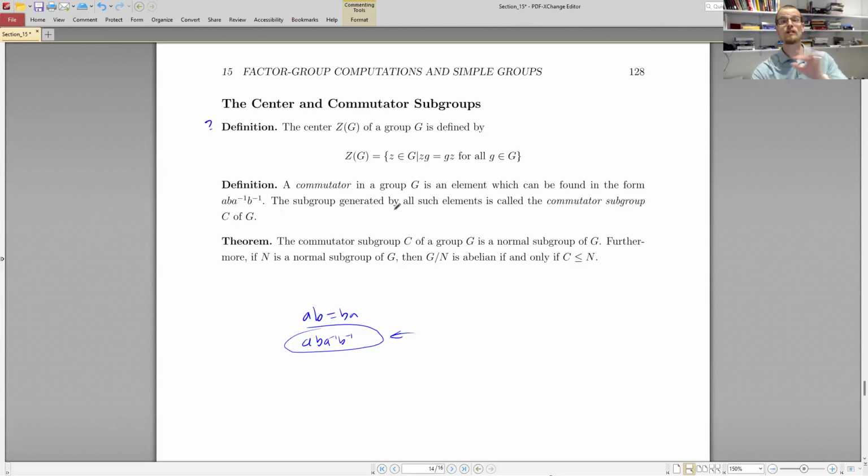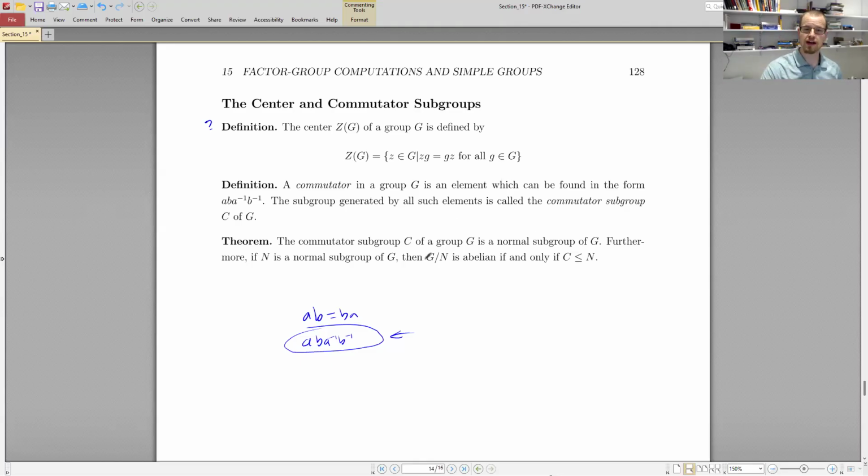If we consider all of the elements of that form, it is the commutator subgroup. We haven't proven that it is a subgroup, but well, it's the subgroup generated by all such elements. So if we take those as the generators, then we consider the subgroup that is generated by them. Okay. Now, I might consider the commutator subgroup is a normal subgroup.